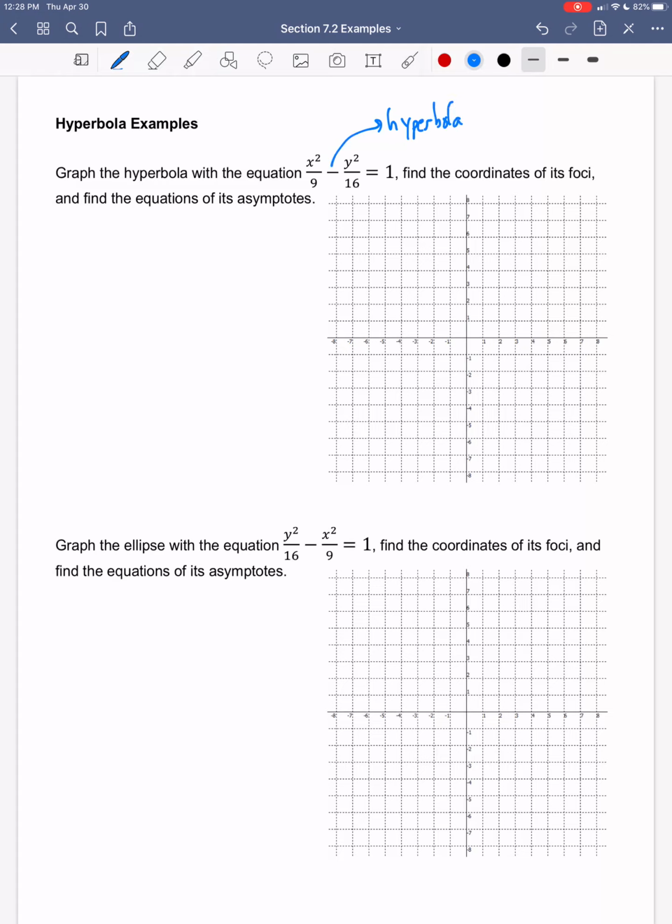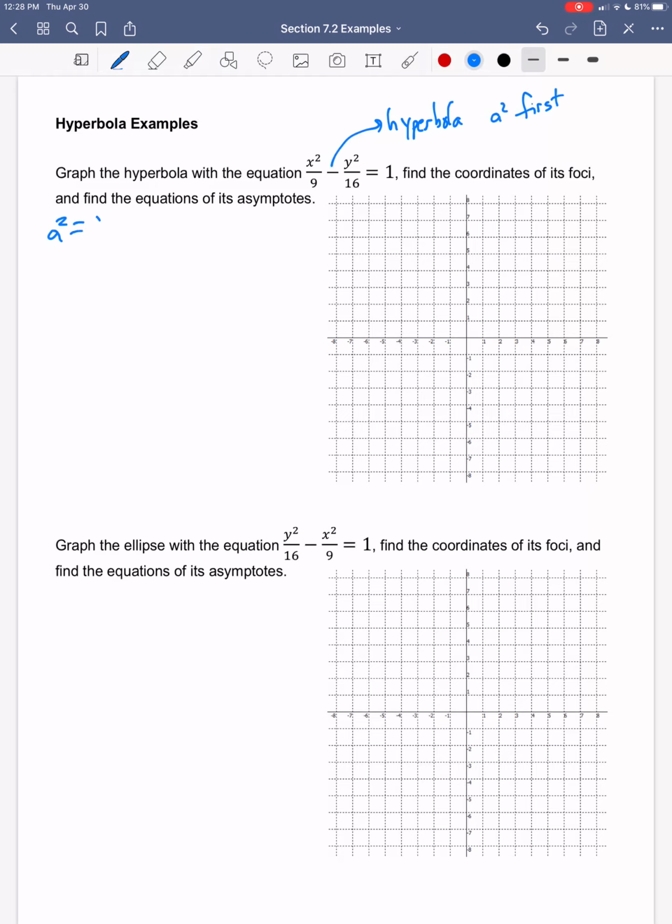If it was a plus, it would be an ellipse. For a hyperbola, I know a squared is always first. For an ellipse, a squared is always biggest, so if this were an ellipse, the 16 would be a squared. But that's not the case here. It's a hyperbola, so a squared is whatever's first, as long as it's equal to positive 1, which it is here. So I've got a squared is 9.